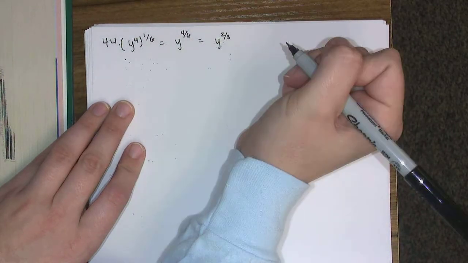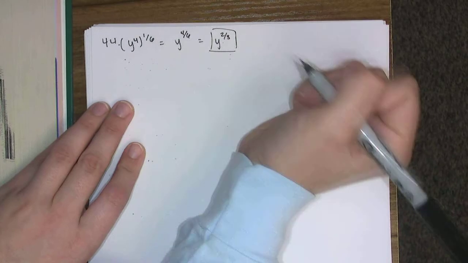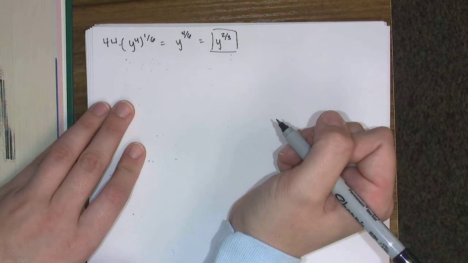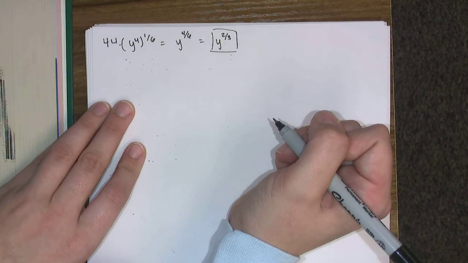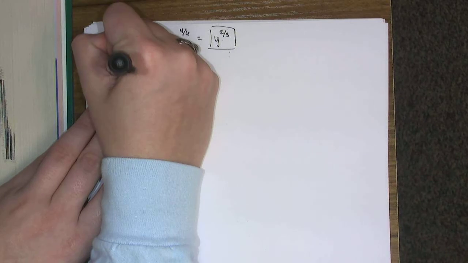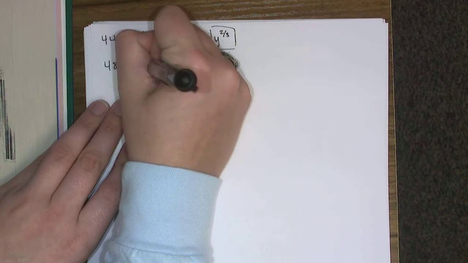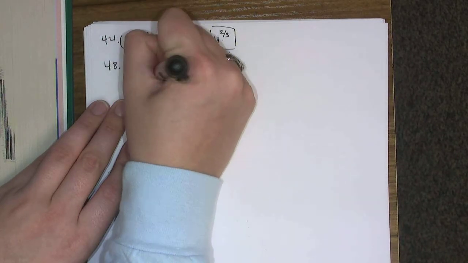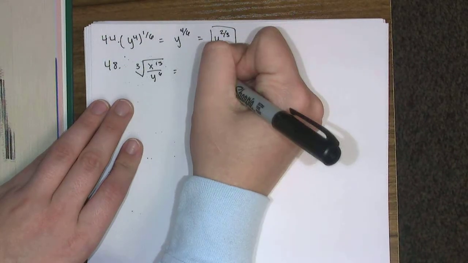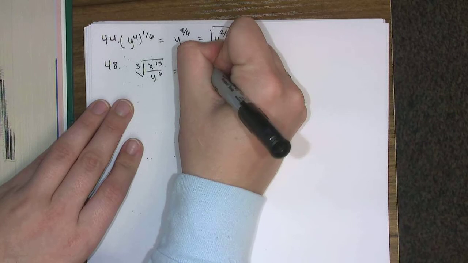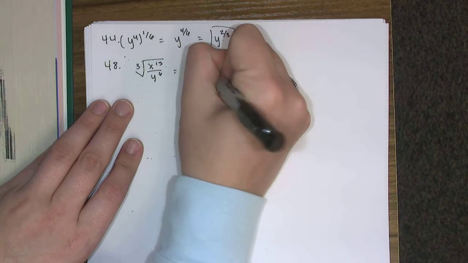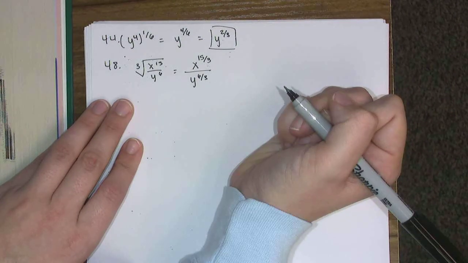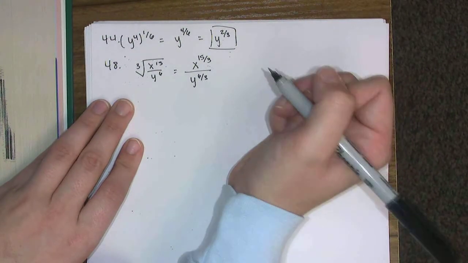Let's see, 48: cube root of x to the 15th over y to the 6th. Well, this is x to the 15 over 3 all over y to the 6 over 3. Just following the property is why I'm running through these pretty quick. It's x to the 5th over y squared, and that's the answer for that one.